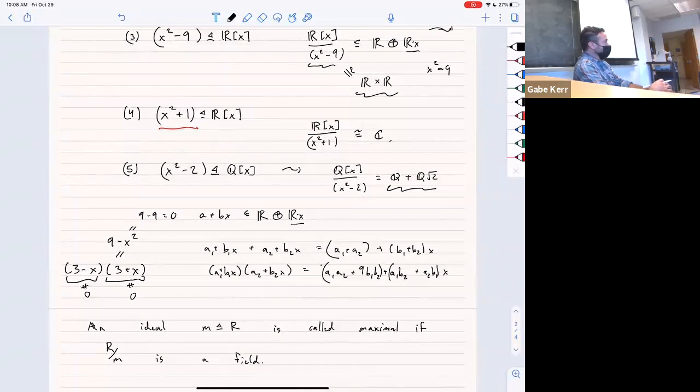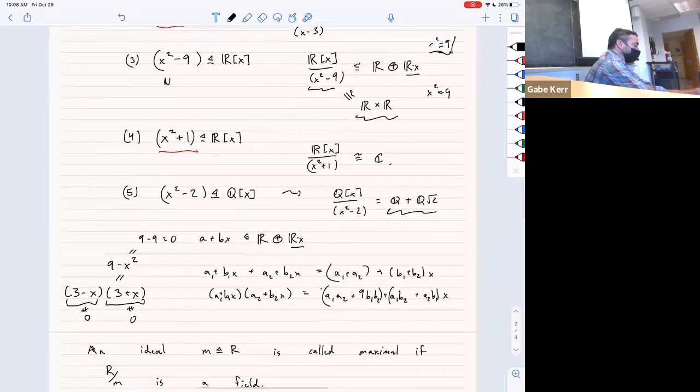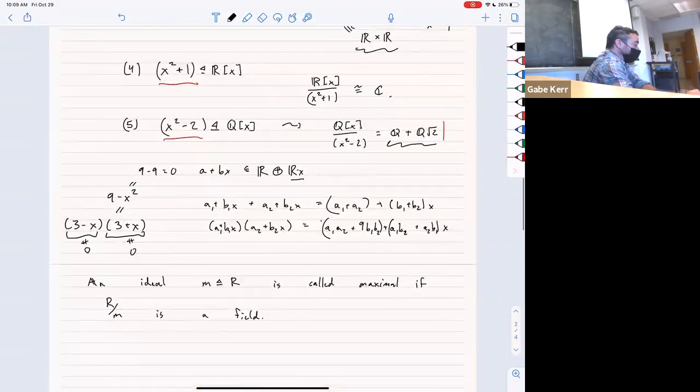So I've got two non-zero elements whose product is 0. That's going to be a problem if I have this as a field, because I could certainly multiply by the inverse if it were a field. A field does not have zero divisors, a way of putting it. A field is a domain. So this is not maximal. It's an ideal, but not maximal. This, however, is maximal. It's the last one, because this is actually a field.